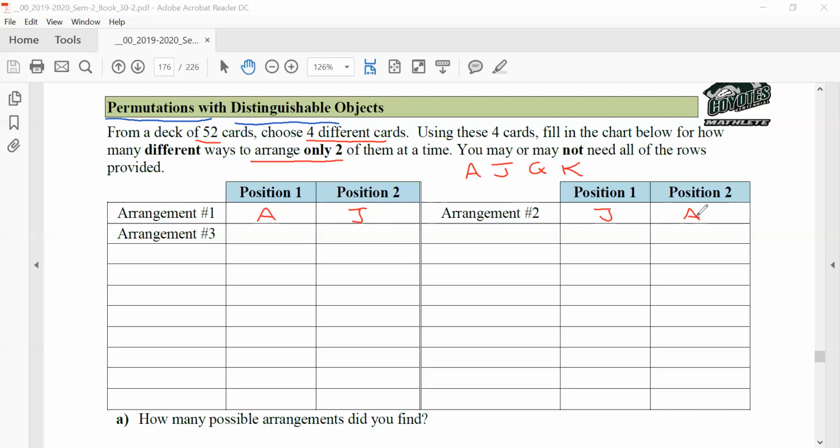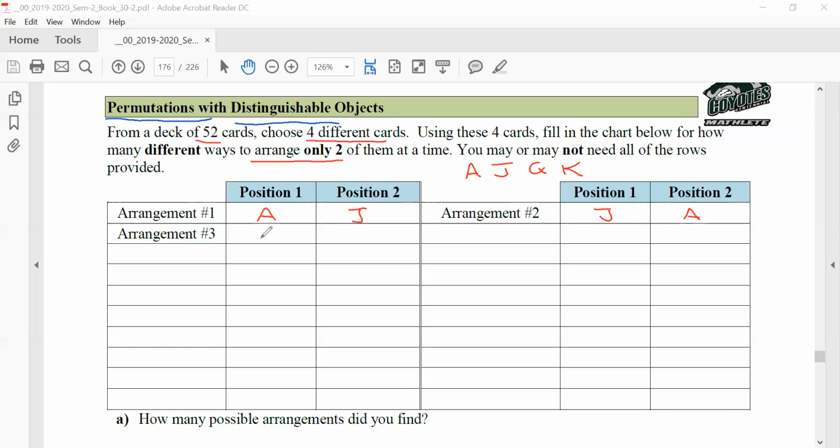So you're going to hit pause on the video. You're going to try and figure out how many different arrangements of 2 cards from the 4 cards in your hand that you can make. So go ahead, hit pause, and I'll see you in a couple minutes when you've got all of these listed. Okay, you're back. You've tried to list all of these things. I'm going to try to figure them out right now.